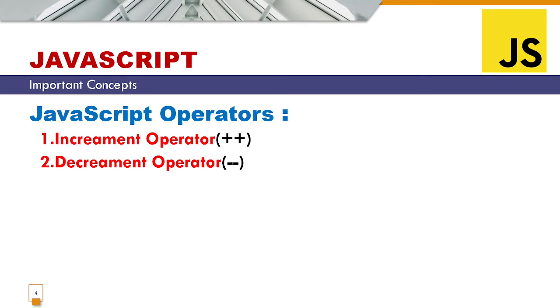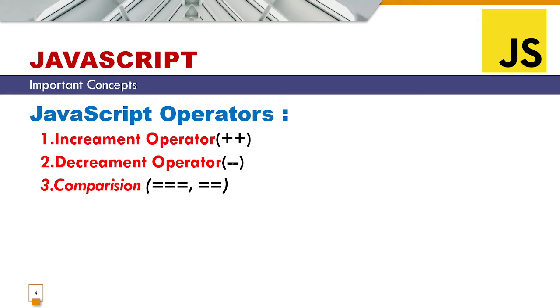Next, I want to introduce the decrement operator. Decrement operator means, for example, if you have the value 10 and you decrement one step, then it will go to the value nine.